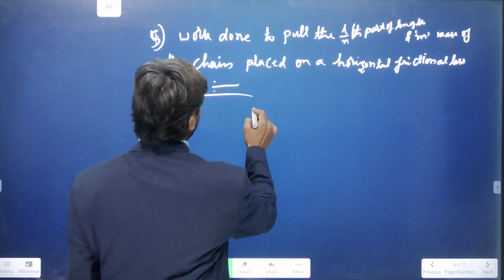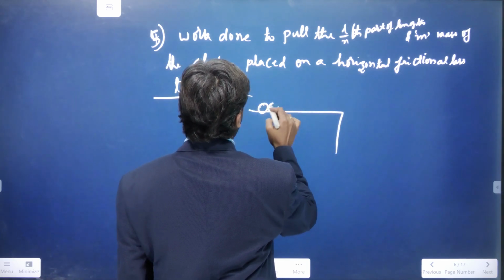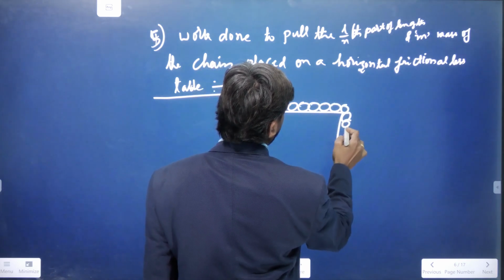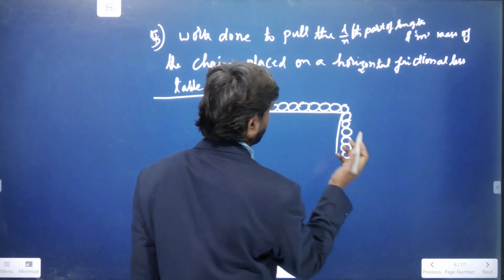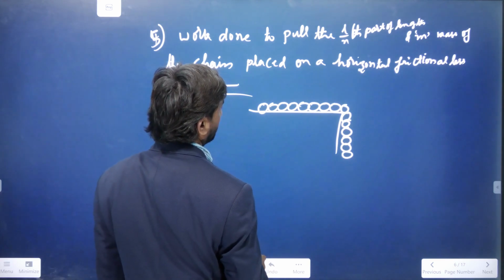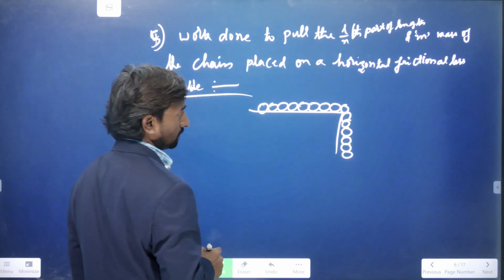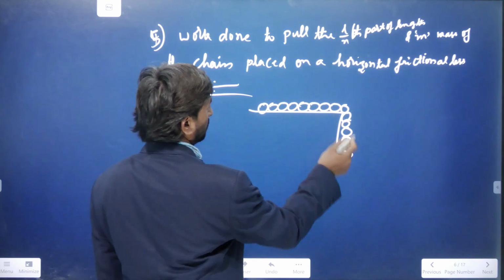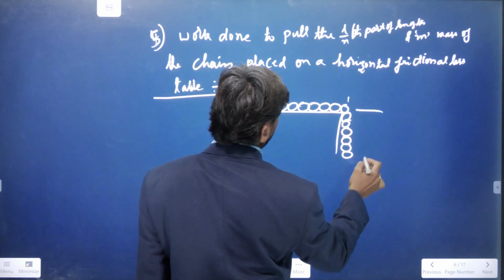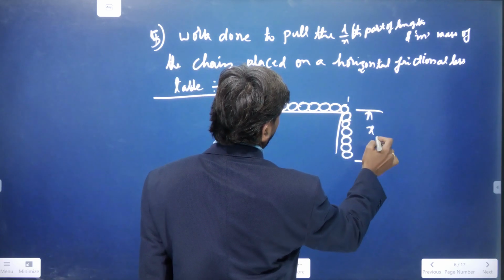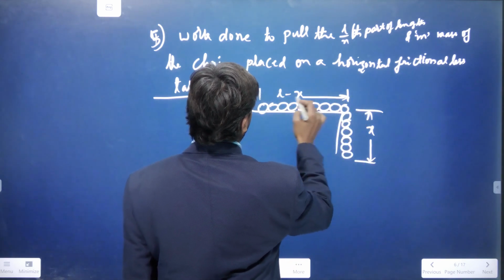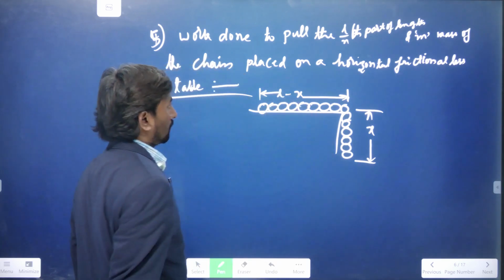So it is placed like this. So this is the horizontal frictionless table, and here L is the total length of the chain, and small m will be the mass of the chain there. So total length is here L. Now consider this part of the length. Suppose it is x, x part of the length, and this one will become L minus x part of the length.